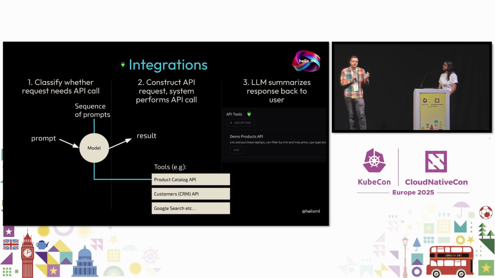If the answer to the classifier was yes, then the next step is to ask the LLM to construct an API request body based on the user's query and the OpenAPI spec for that API. And amazingly, LLMs can do this. They can take an OpenAPI spec and the user's question, and they can have a go at constructing an API call that can then be executed. Then the system that we built will make the API request and take the API response and put that into the third template, which then summarizes the response back to the user.